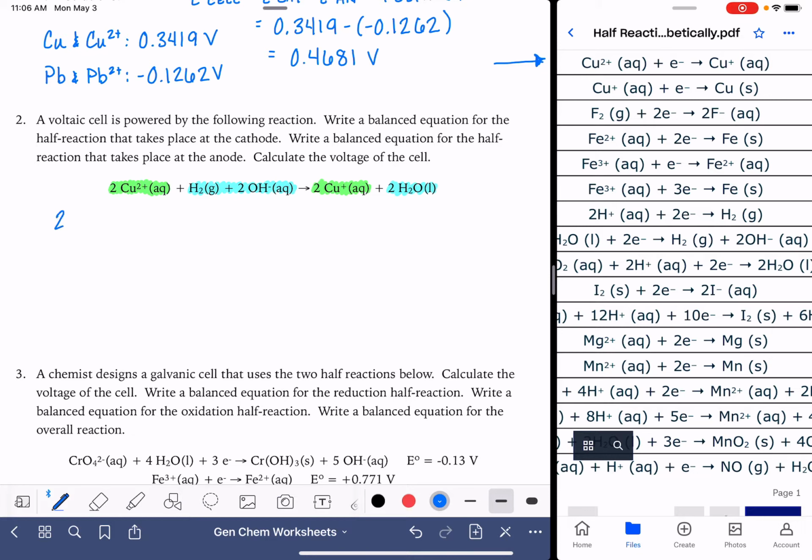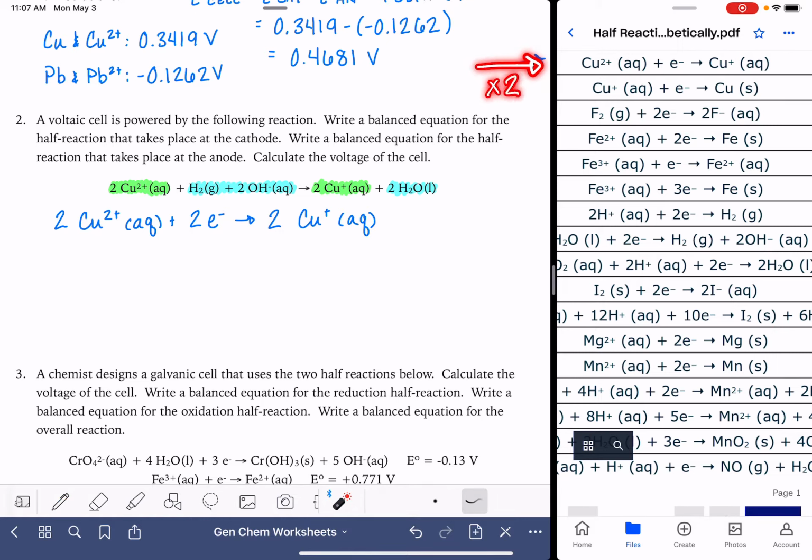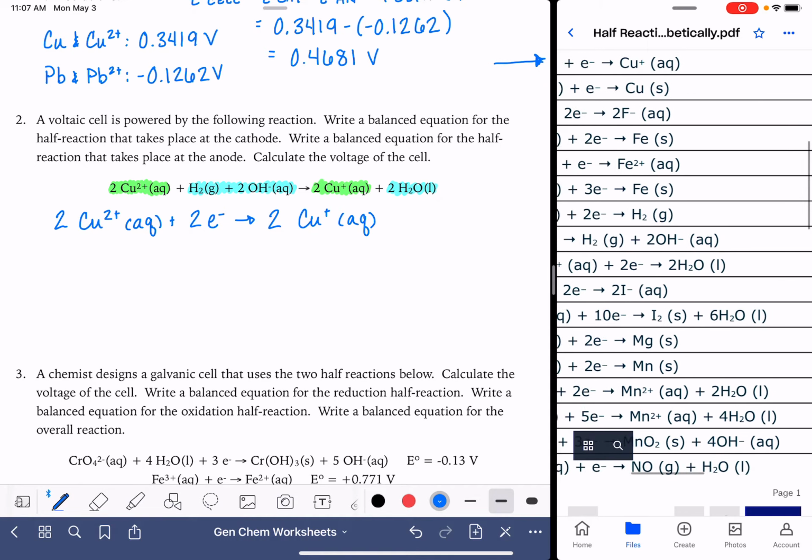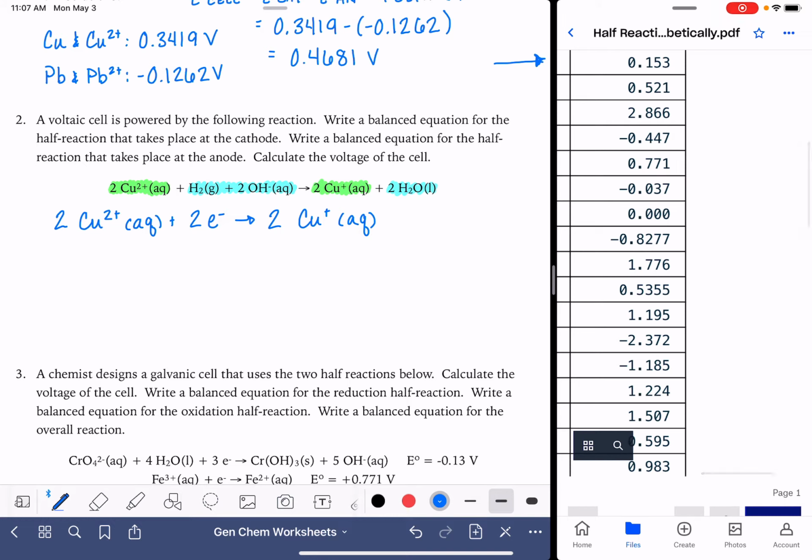So I've got 2 Cu2+ aqueous plus 2 electrons, making 2 Cu+ aqueous. And again, all that I'm doing is taking the equation up here and multiplying everything by 2. And while I'm up here with this equation, while I have it handy, I'm going to write the voltage down. The voltage for this is 0.153.